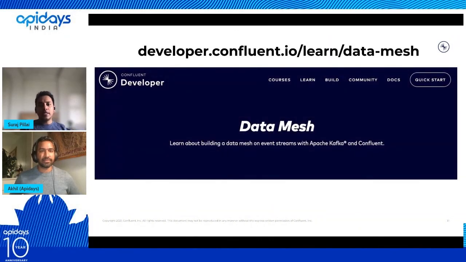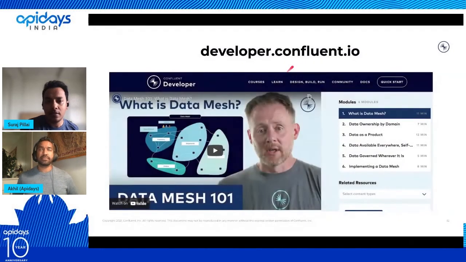So if you want to learn more about the data mesh, this is where you can go ahead, right? And just go to developer.confluent.io to learn more about it.